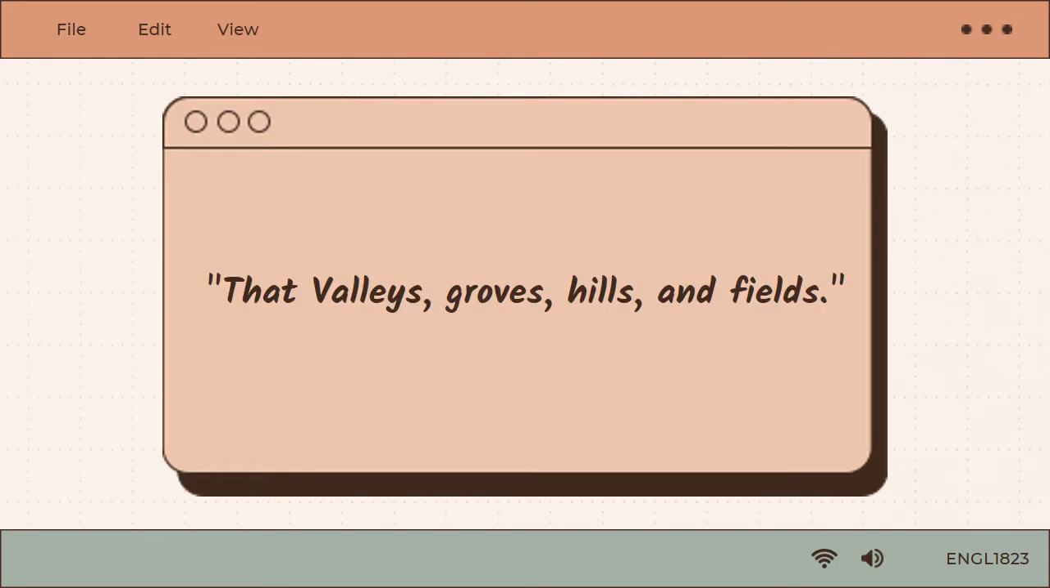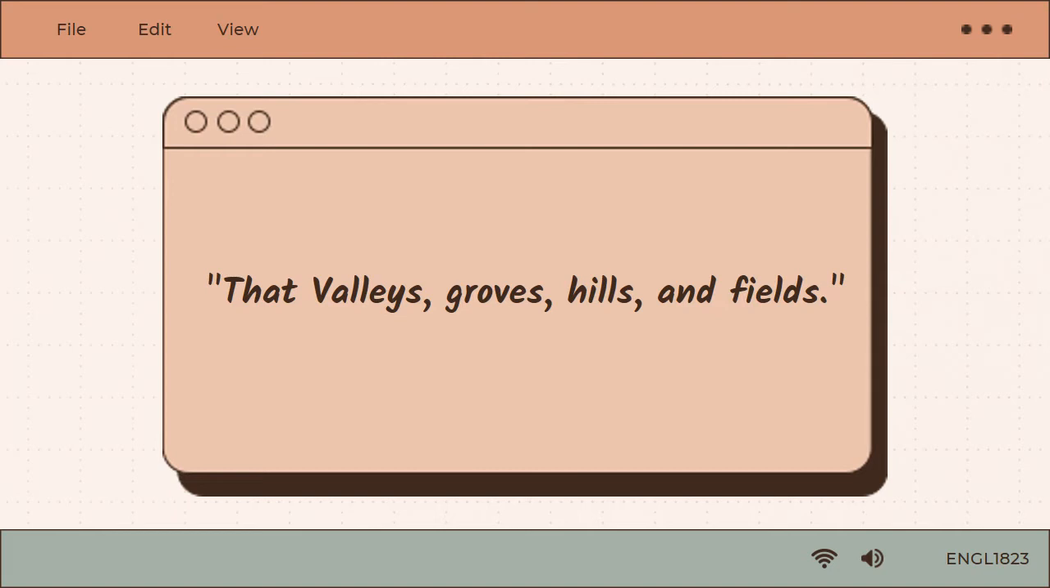But line 3 marks an important deviation from what's otherwise a pretty cut and dried pattern. If you scan the line, you get something like this: "That valleys, groves, hills, and fields." See how there's a missing unstressed syllable between "groves" and "hills"?